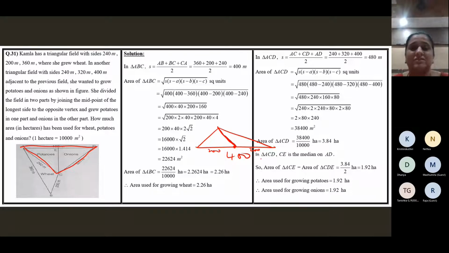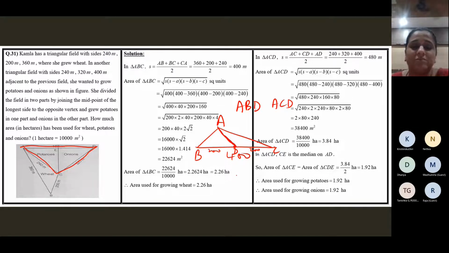The two pieces need not be congruent to each other. All right, so now the whole triangle, let me just call it ABC. The whole triangle ABC is divided into two triangles, ABD and ACD. Why? Because AD is the median. Why do we call AD the median? Because D is the midpoint of BC.